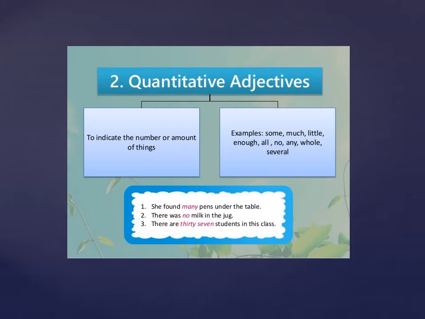There was no milk in the jug, so the quantity of the milk is given in the jug. There is no milk, so no is an adjective here. It describes the milk, and so the quantity of the milk means that the jug is empty. जग जो है वो पूरा, मिल्क जो है बिल्कुल नहीं है वहाँ पे. Then the third one: there are 37 students in this class. So students, the number of the students here. 37, the exact number of the students, is given. So 37 is an adjective. So quantitative adjectives show the quantity of the noun and pronoun.